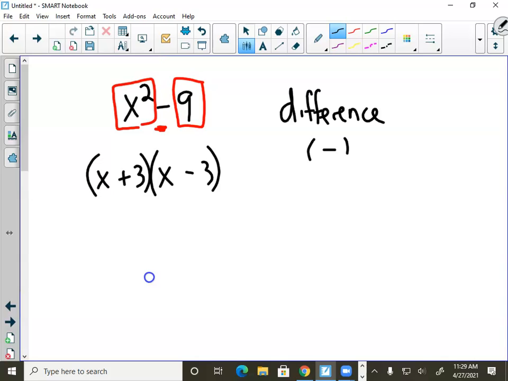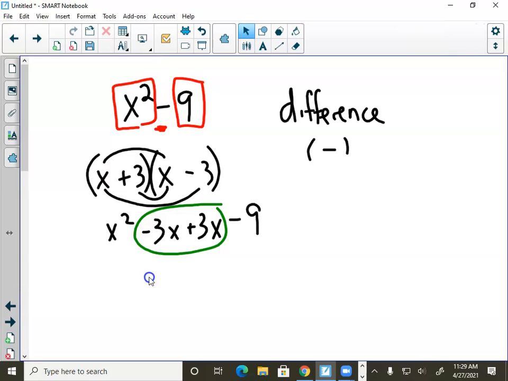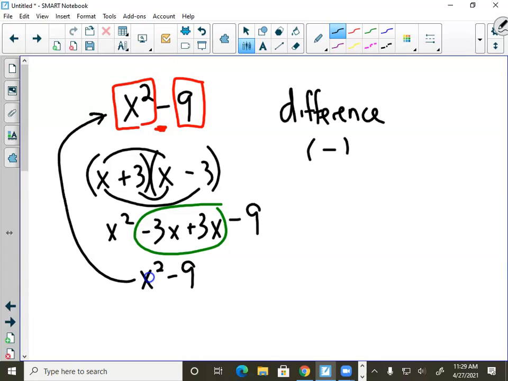And we can always check it by FOILing it out. So if we FOIL it out, our first term is going to give us x squared. Our outer term will give us negative 3x. Our inner term will give us positive 3x. And our last term will give us negative 9. And you can see what's going to happen here. Our outer and our inner are just going to drop out, because negative 3x plus 3x is 0. So we're going to end up with x squared minus 9, which is the thing that we factored to start with.